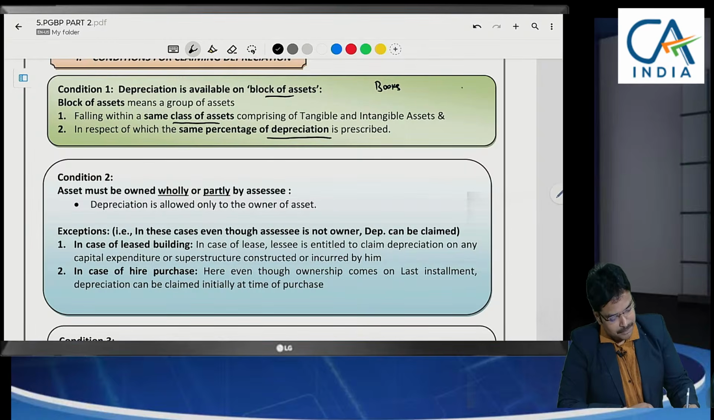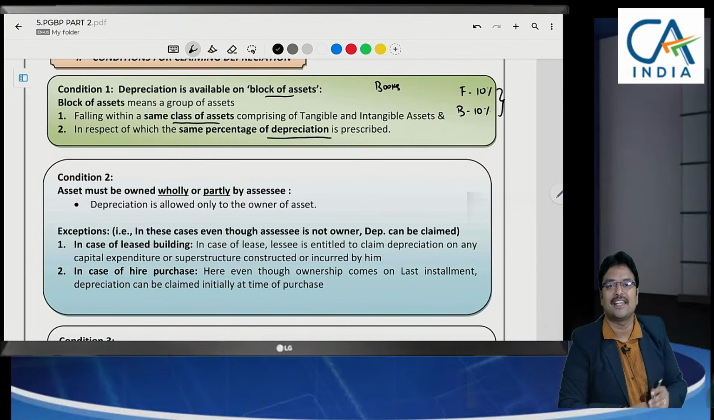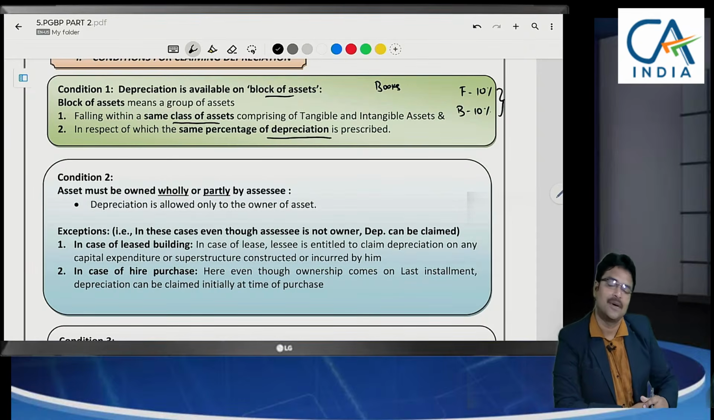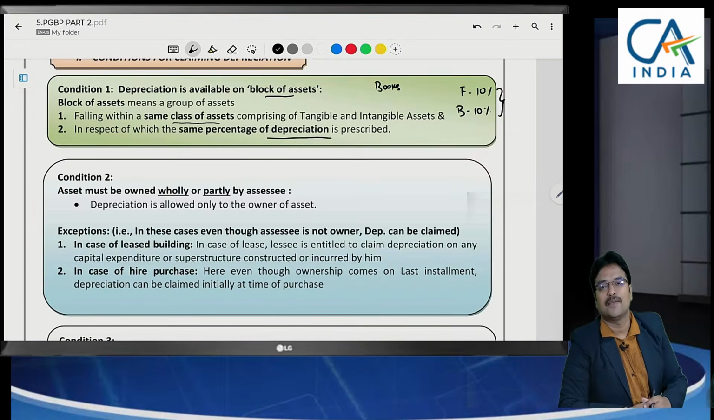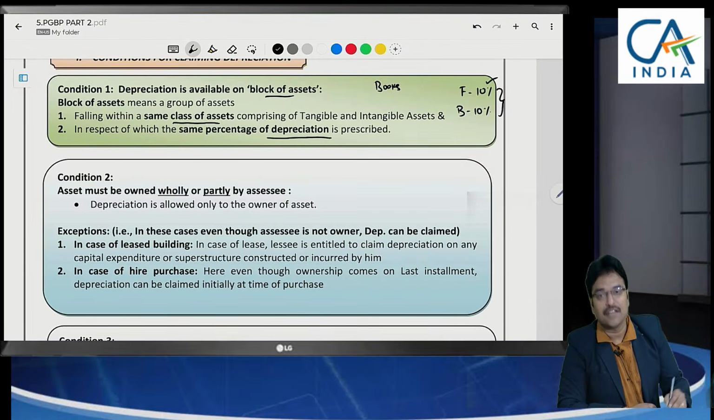For example, on furniture 10% depreciation is permissible. On building also 10% depreciation is permissible. Whether these two can be considered under a single block, answer is no, because furniture is of movable nature, building is of immovable nature. So that is why they both cannot be classified into a single block. Not only same percentage of depreciation, it must be a same class of assets also.